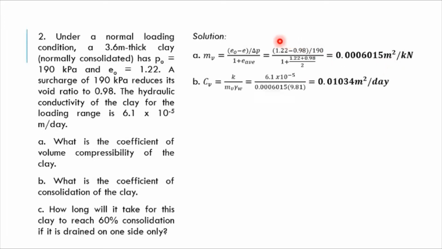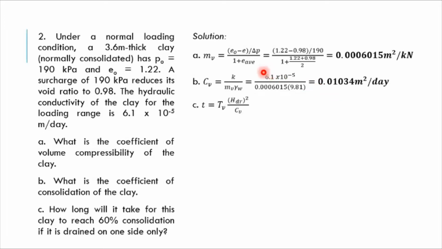So for letter B, we have to get the CV, or coefficient of consolidation. It's equal to the hydraulic conductivity over MV multiplied by the unit weight of water. The hydraulic conductivity of the soil is given as 6.1 times 10 raised to negative 5, over MV, which is already solved as 0.006015, multiplied by the unit weight of water. This will give us the value of CV, which is equal to 0.01034 meters squared per day.